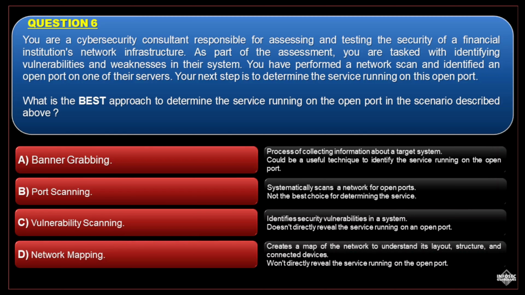In this scenario, the best approach for identifying the service running on the open port is to perform banner grabbing. Banner grabbing involves connecting to the open port and analyzing the response, or banner provided by the service. This banner often includes information about the service and its version, allowing you to determine the specific service running on the open port. Once you have this information, you can further assess the service for vulnerabilities and weaknesses.